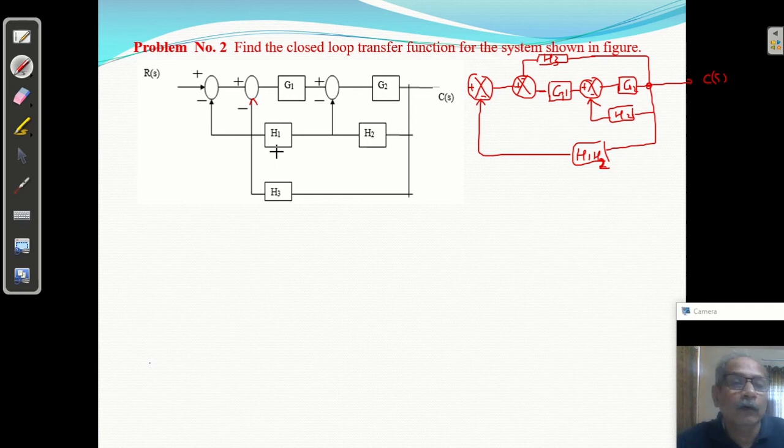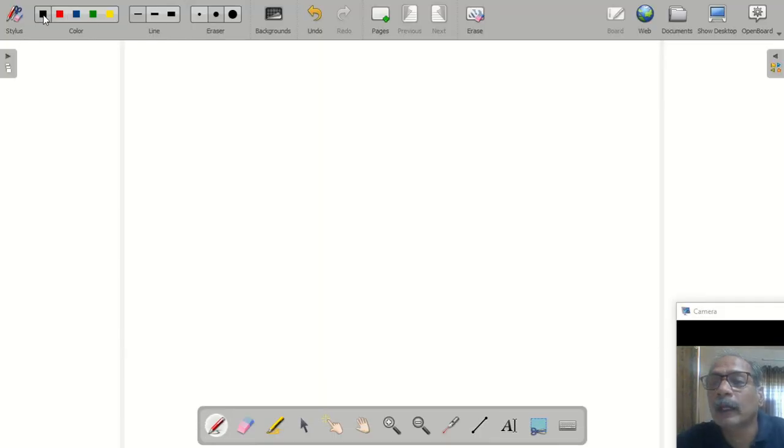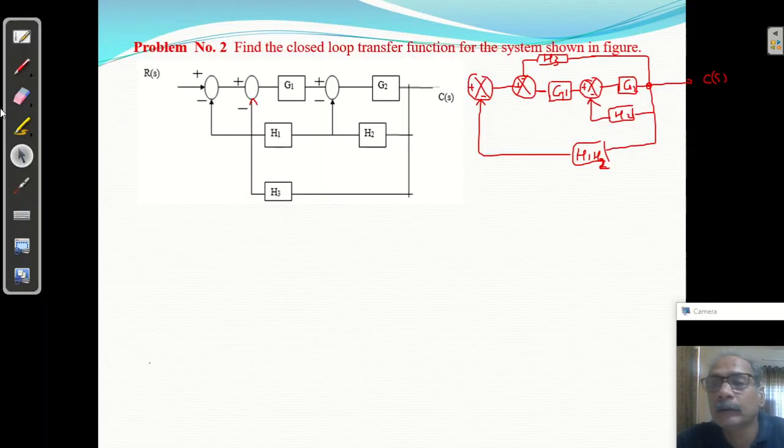Now first of all, I am going to simplify this. I am going to use another ink, black. You can see here, this is forming a closed loop with negative feedback, and it is forming a closed loop with G1 in cascade. So I am going to solve this problem by simplifying this part.